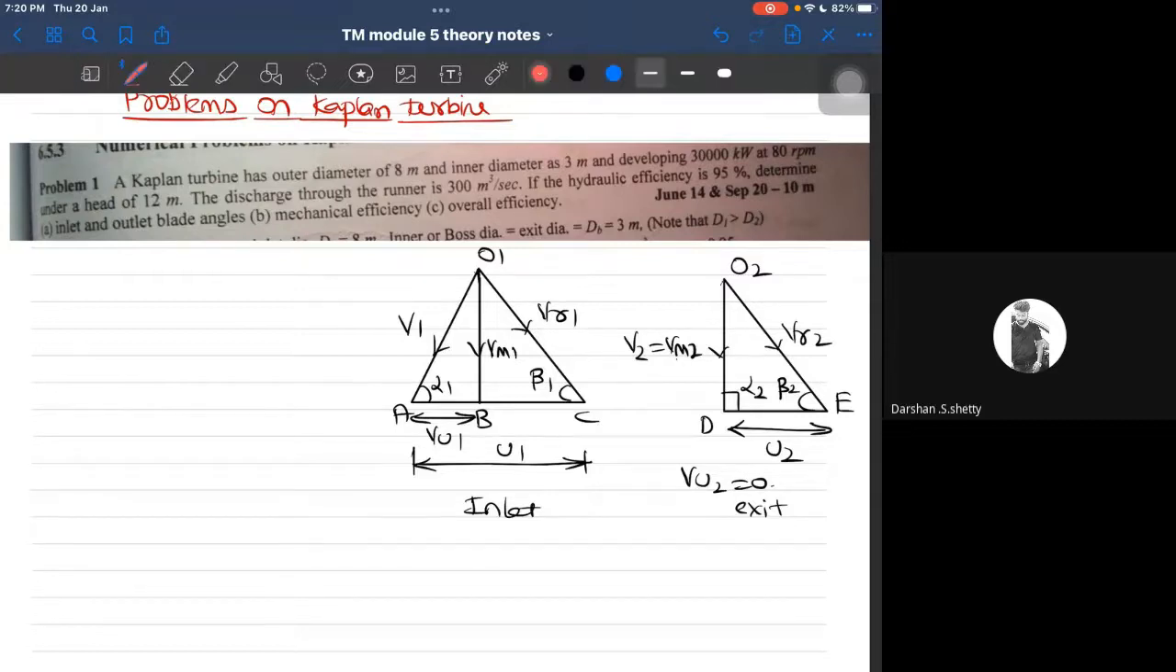Kaplan turbine. Okay, now data given. Given data. Okay. The Kaplan turbine has an outer diameter of 8 meters. Outer diameter, I told you. Okay. So outer diameter.